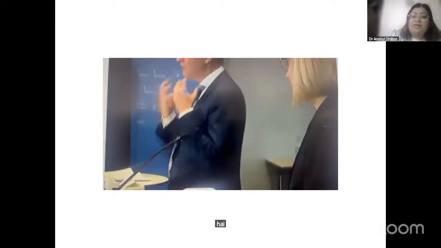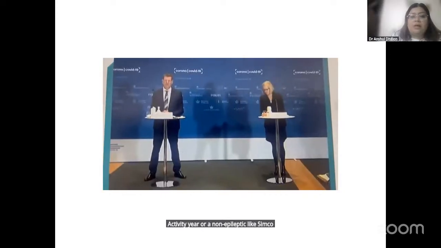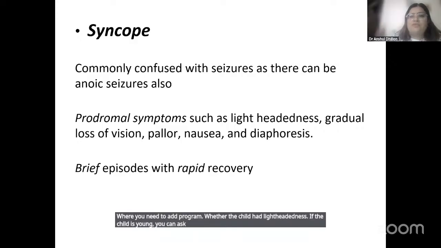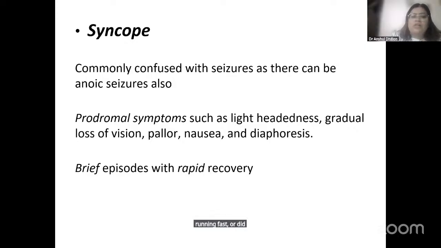So it is very important to differentiate between an epileptic activity here or a non-epileptic syncope. So your history is very important, where you need to ask the prodromal symptoms. Before the episode, whether the child had lightheadedness. If the child is young, you can ask whether your vision was blurred or you could hear muffled sounds, or you were feeling a bit of palpitation, your heart was running fast, or did you have sweating, or did you feel a bit not well?